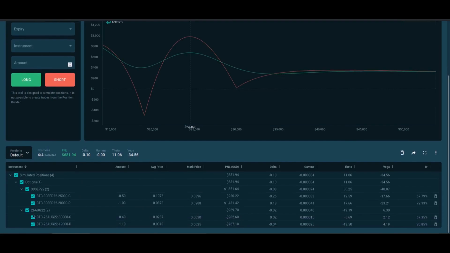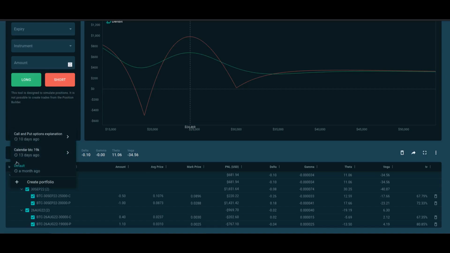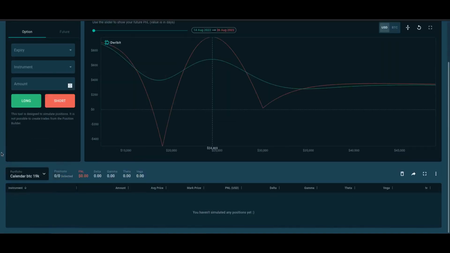So returning to our calendar, basically the main logic of the calendar will be like this. Okay, let me just create it. Okay, here's the calendar.